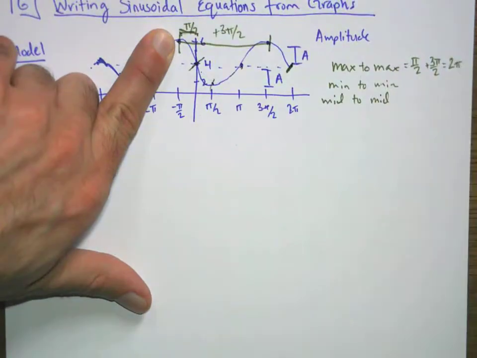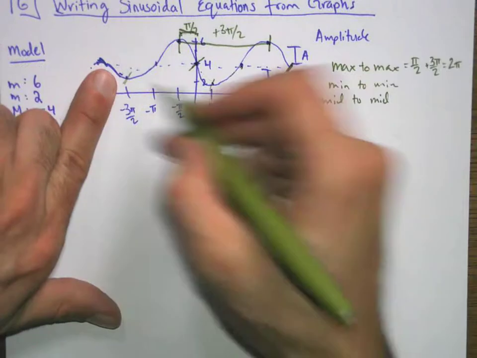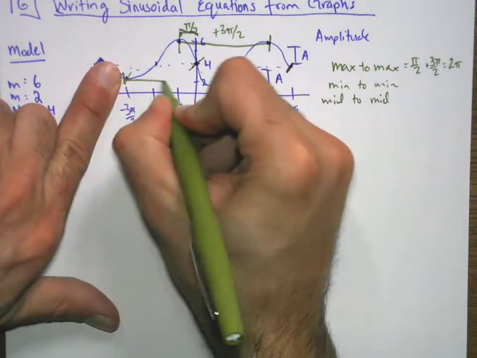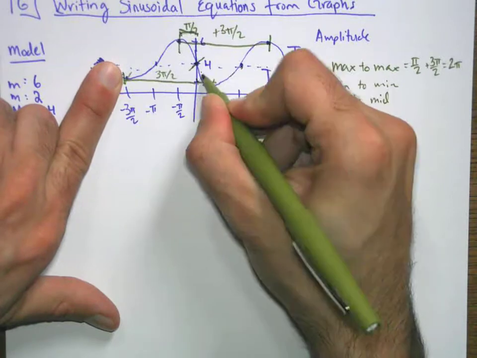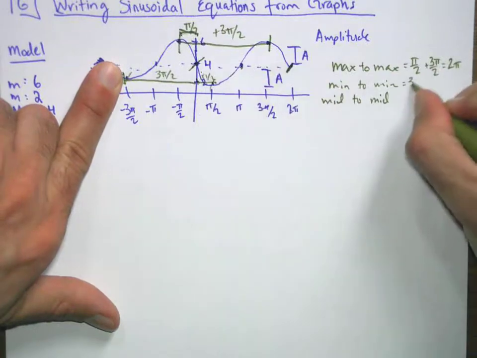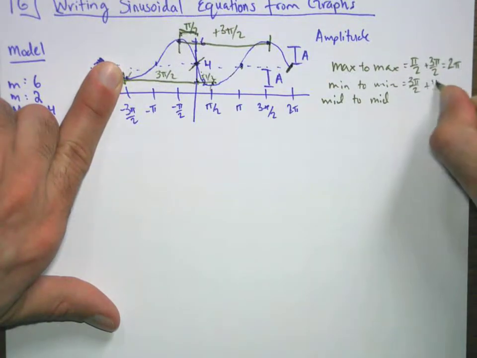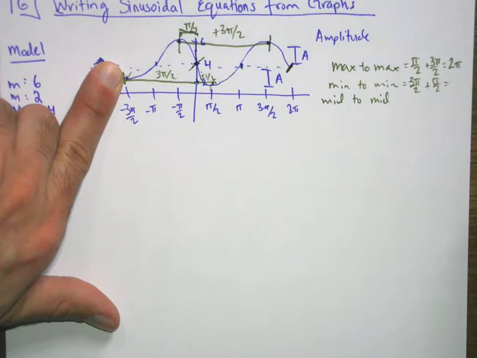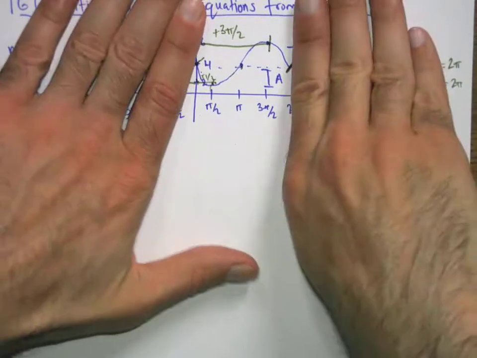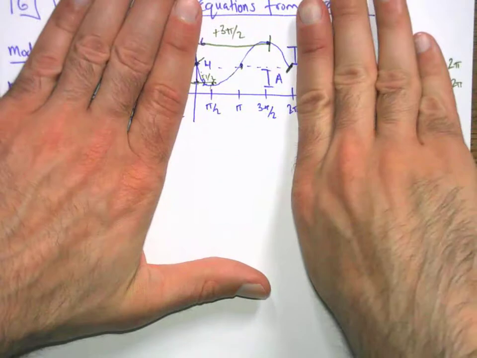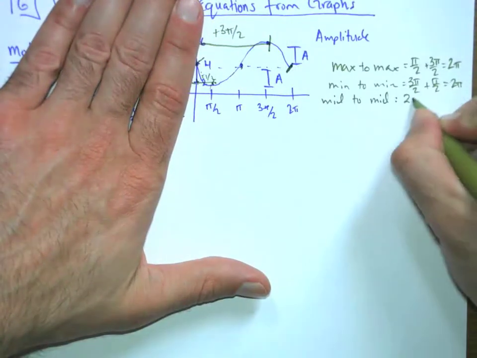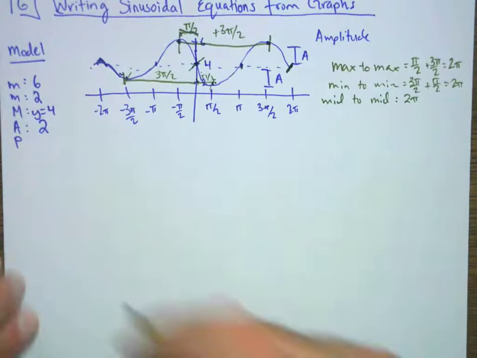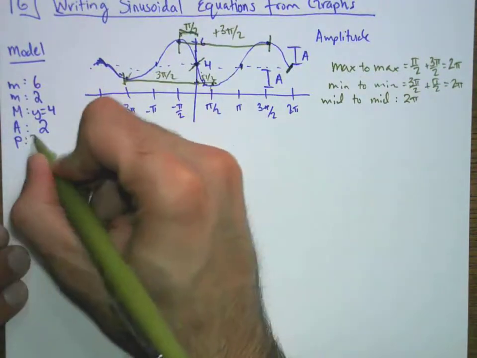Or if I was looking at the minimum, what's the distance from the minimum? Well, that's 3 pi over 2. That distance, pi over 2. So same idea, 3 pi over 2 plus pi over 2, that's 4 pi over 2, which is 2 pi. And like I said, to check yourself, look at this midline to midline thing. It's just 2 pi. It's pretty clear. All right, so our period is 2 pi.